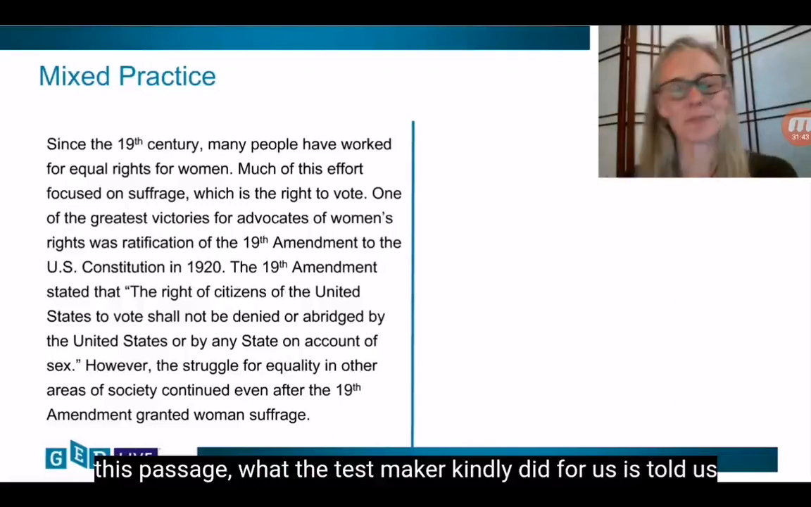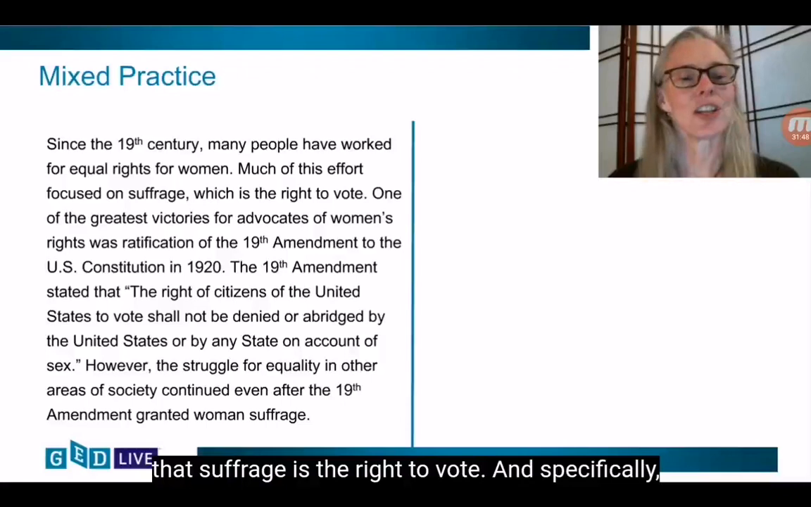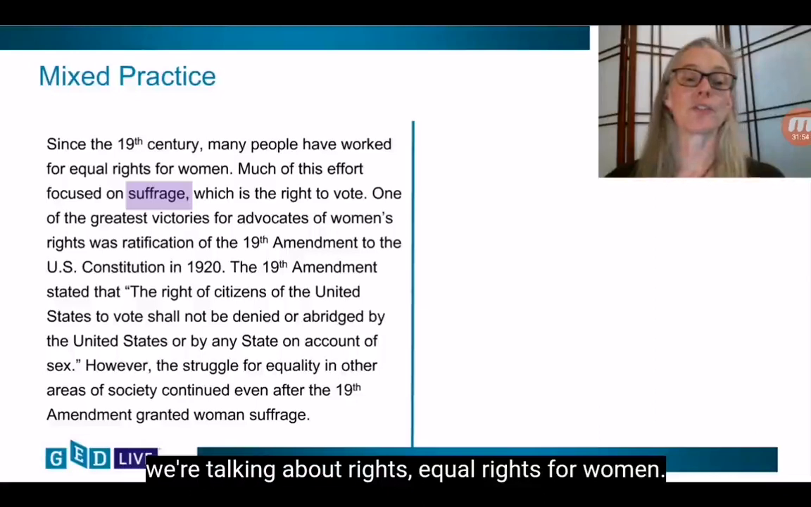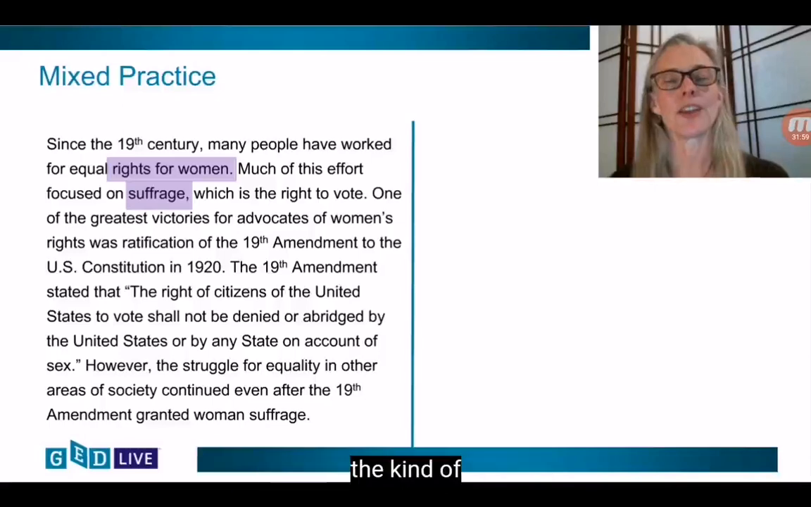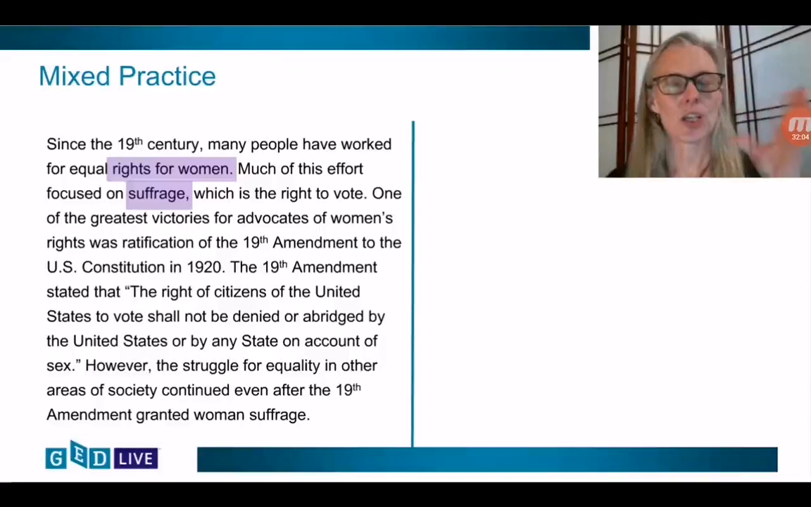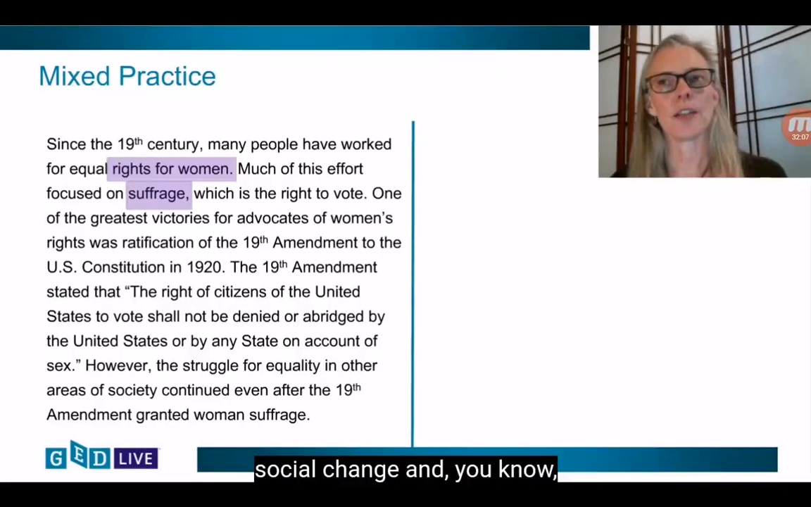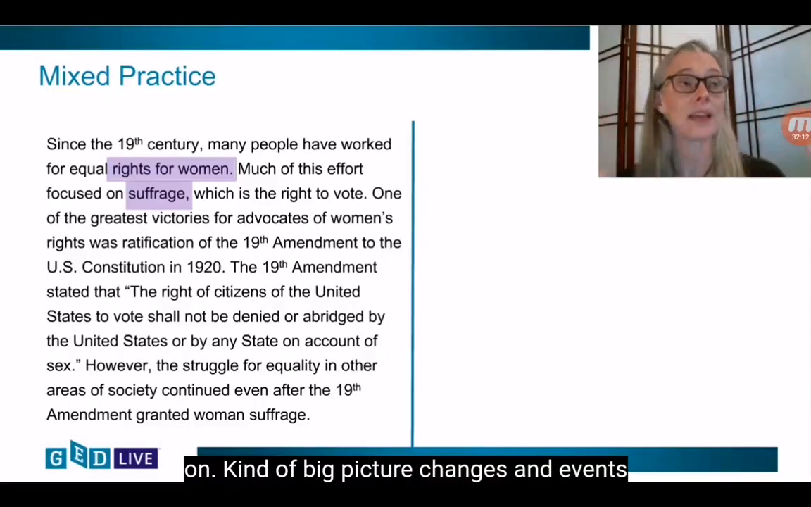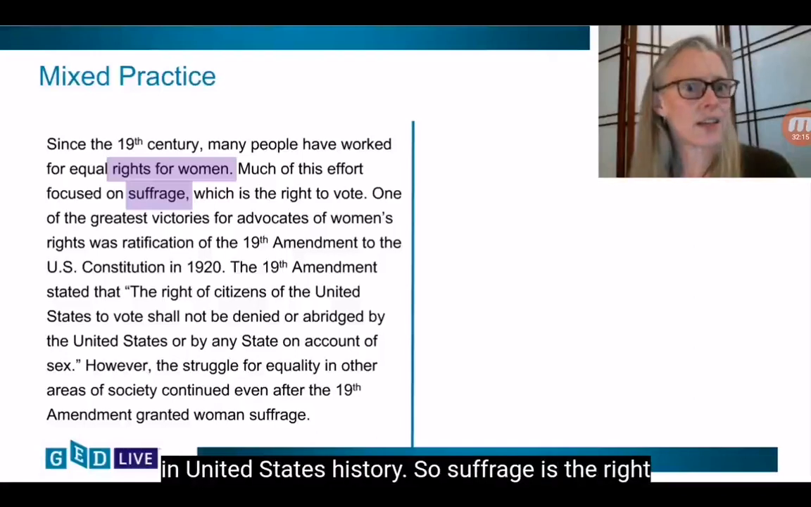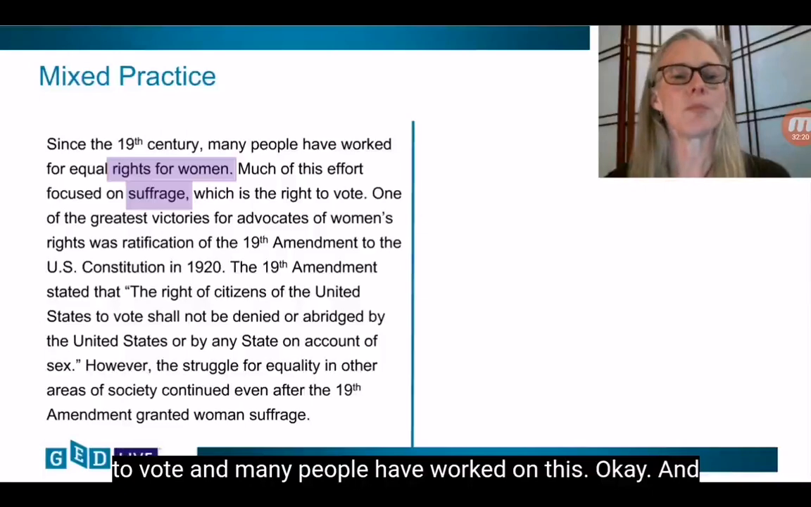Now, what the test maker kindly did for us in this passage is tell us that suffrage is the right to vote. And specifically, we're talking about rights, equal rights for women. And so you'll see that this is the kind of social change and series of events that the test maker likes to focus on. Right? Kind of big picture changes and events in United States history. So suffrage is the right to vote, and many people have worked on this.